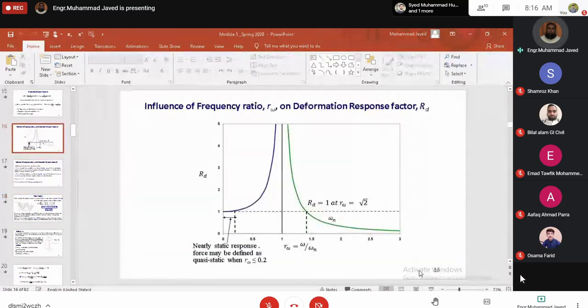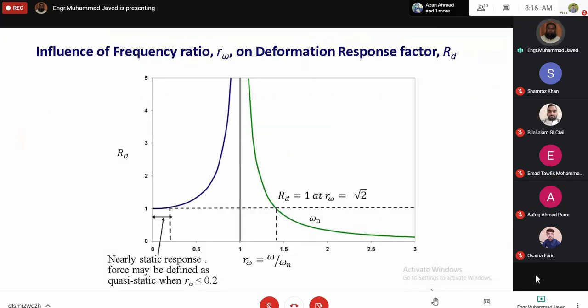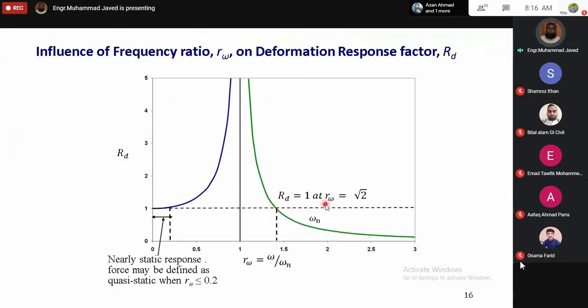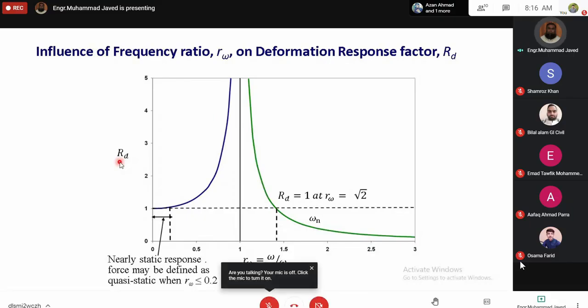Deformation response factor. This was the last topic we discussed in the previous class. And the deformation response factor, which is mathematically represented by RD, is basically the ratio of peak dynamic displacement divided by static deformation.